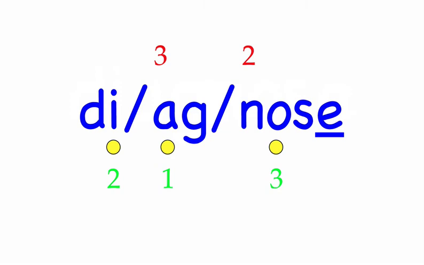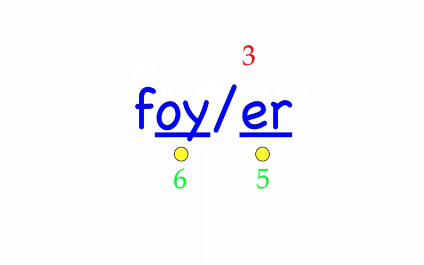Foyer. The party was held in the foyer of the public building. Foy has 2 sounds. F, oi. Er, 1 sound. Foyer. Mark the word.